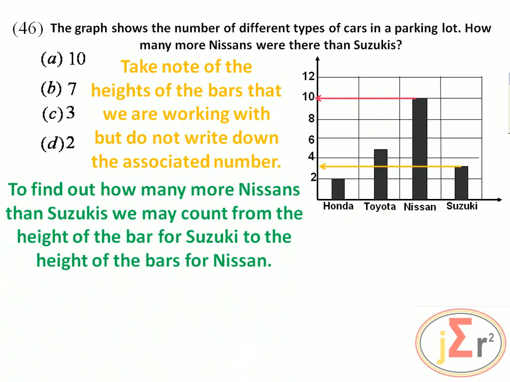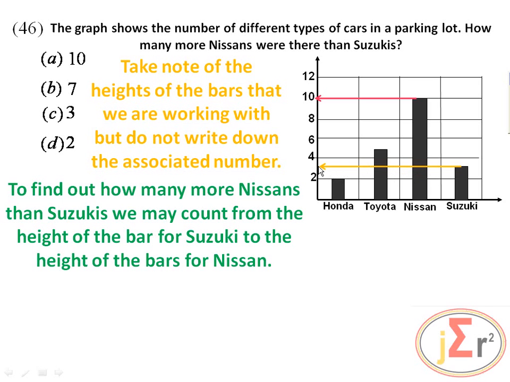What do you notice? To find out how many more Nissans than Suzukis, we may count from the height of the bar for Suzuki to the height of the bar for Nissan. So what we do, instead of saying 10 minus 3 as we did, and please do not tell me that we know the answer already, I'm just demonstrating another method that we may use to solve the problem.